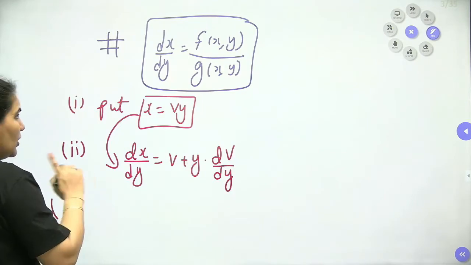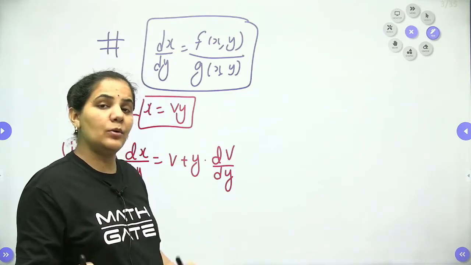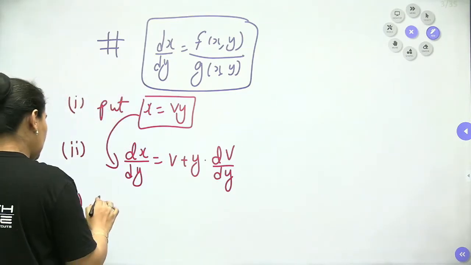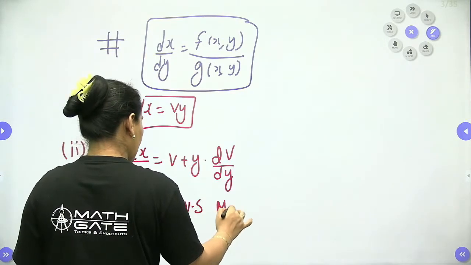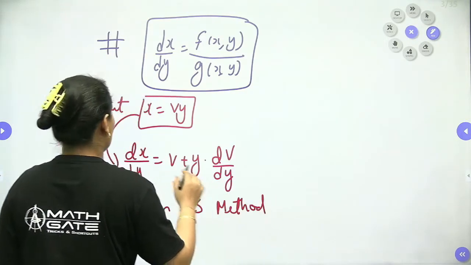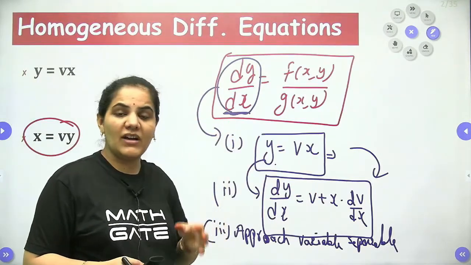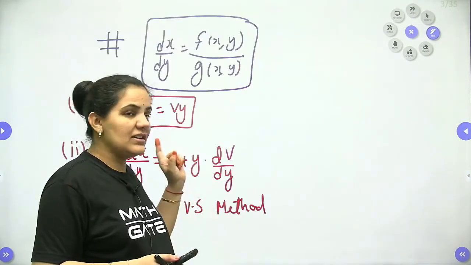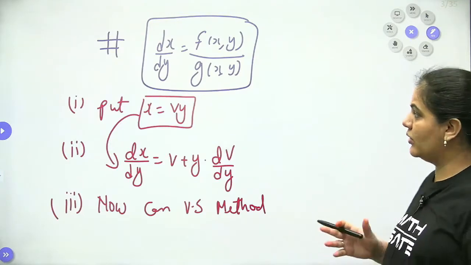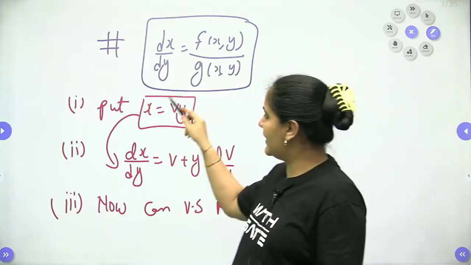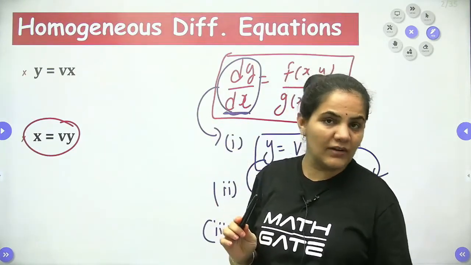After that, the whole differential equation will be in the form of v and y only. Then you can approach the variable separation method. So these are the 3 steps which you have to follow in the homogeneous differential equation. Either the differential equation is of the form dy by dx, or it is of the form dx by dy. So you can just correlate the things. Whenever we have dx by dy, we will substitute x. Whenever we have dy by dx, we will substitute y.